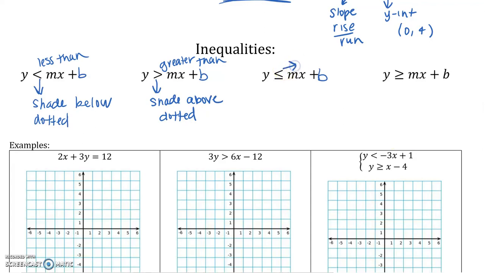Here, we're similar to the less than, except that we have this equal to. So again, we are shading below because we're less than. Here, your line will be solid because you have an equal to symbol. And again, here we have y is greater than or equal to mx plus b. So you will shade above the line, excuse me. And that line will also be solid.